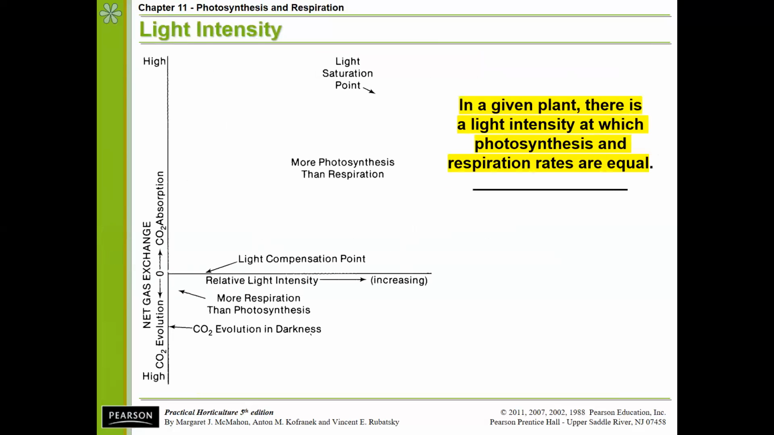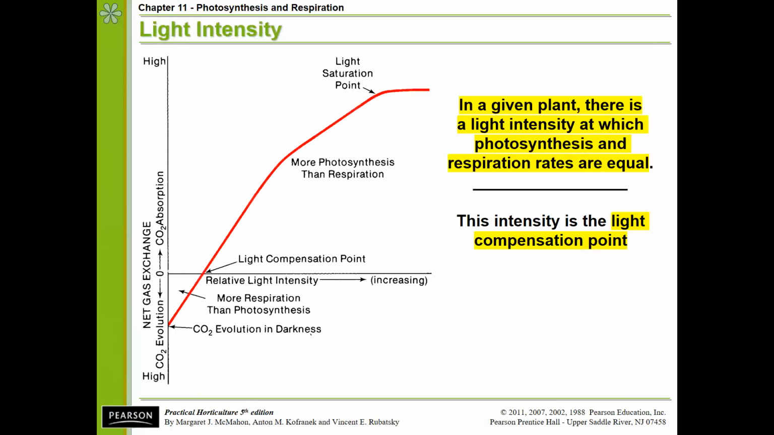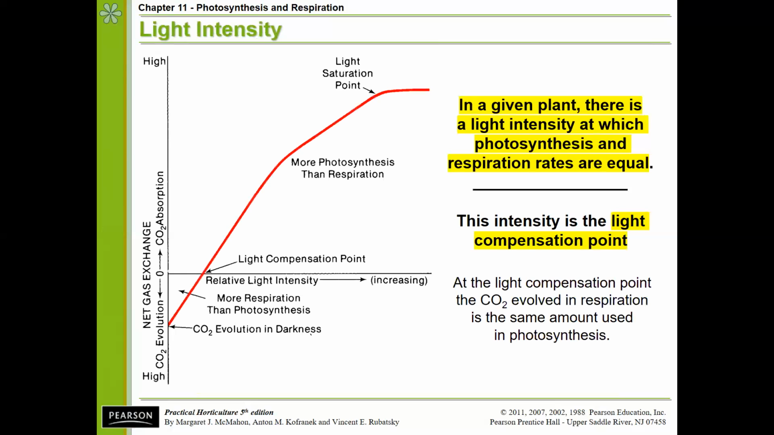In any given plant, there is a light intensity at which photosynthesis and respiration rates are equal. And that is the light compensation point. That point is not necessarily what we're looking for. I mean, we really don't get any growth at that point, but that's kind of the point at which we begin to have growth.